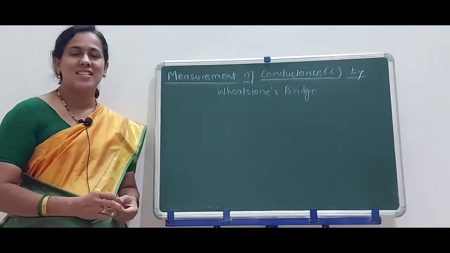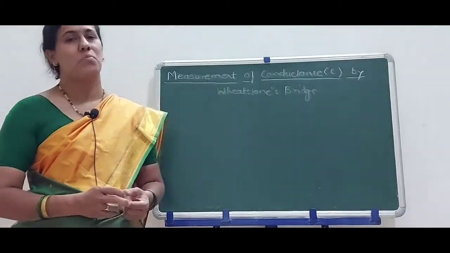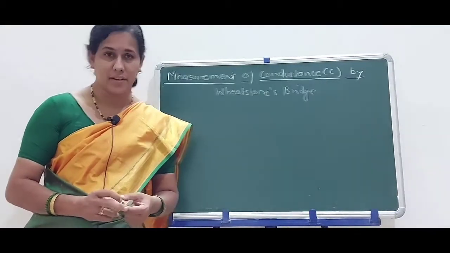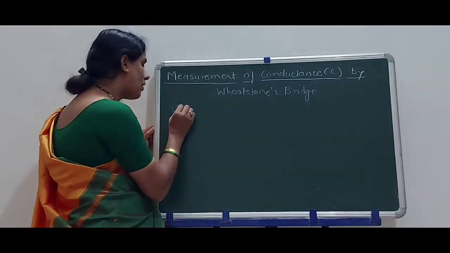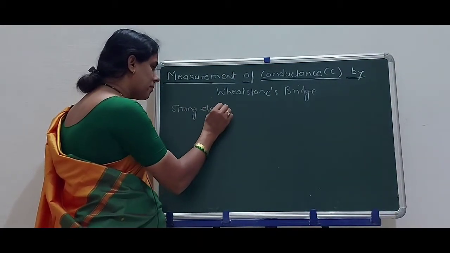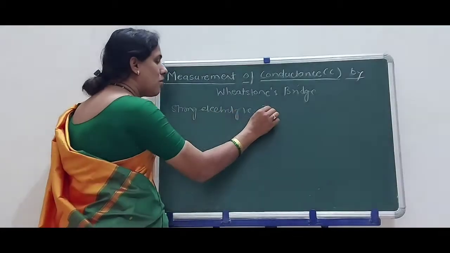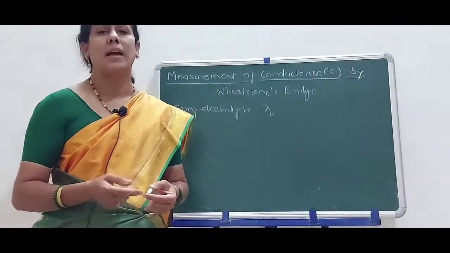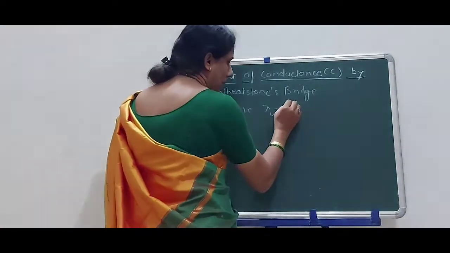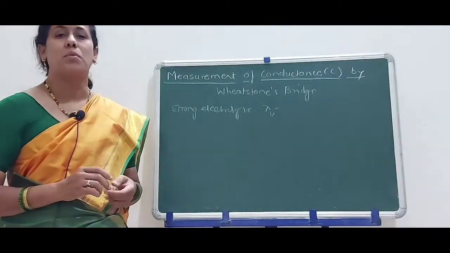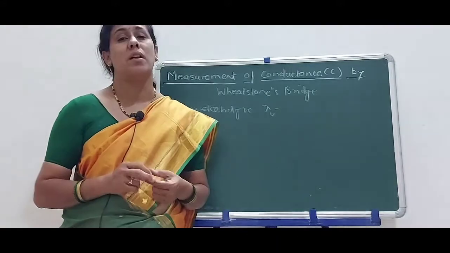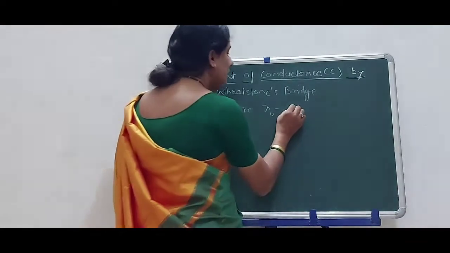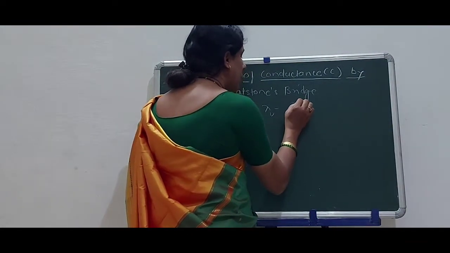Hello everyone. In the last lecture we studied equivalent conductance, molar conductance and their relations, and the effect of dilution on the value of equivalent conductivity. We have also seen that in the case of strong electrolytes, the values of equivalent conductance keep increasing on dilution until they reach a maximum value, after which the value is steady. That value is called the equivalent conductance at infinite dilution.